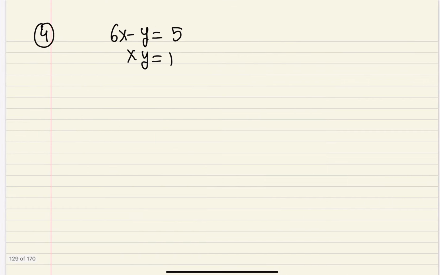Okay, next we have number 4. In this case, the first graph is a line. The second one is a rational function, y equals 1 over x. We can start by isolating the y from the second one, or from the first one, it doesn't really matter. So let's call this equation A and B. From equation A, we can say y is equal to 6x minus 5, isolating the y. And now we're going to replace this y in the second equation.